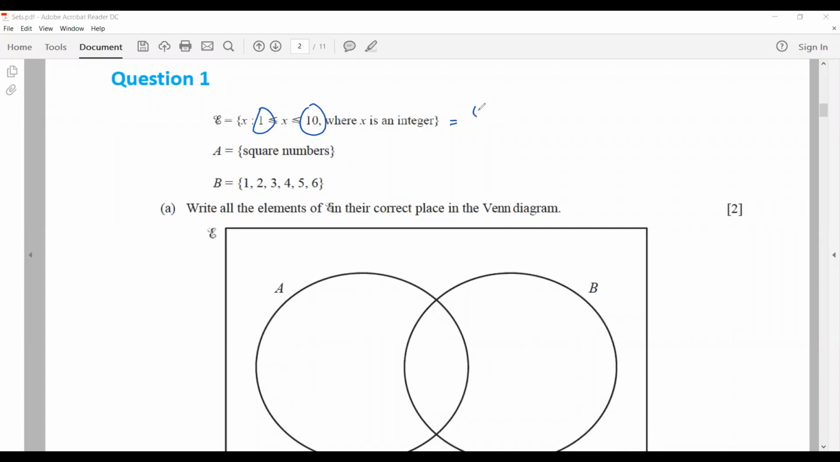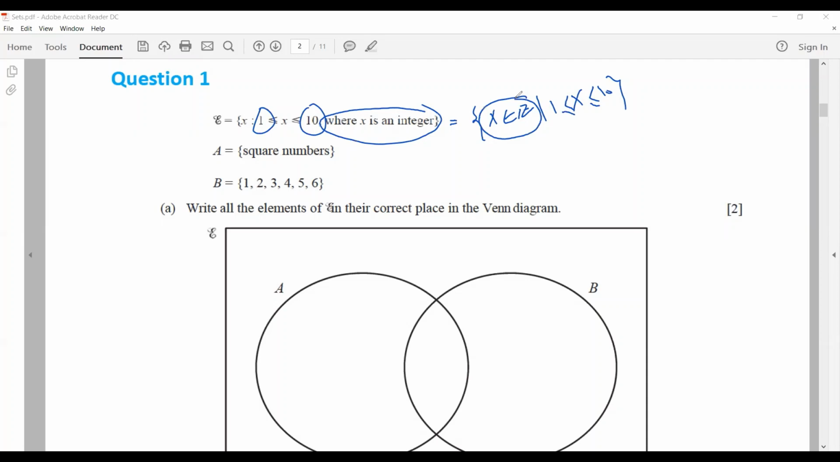So if in the exam they give you the set of all x's belonging to Z such that x is greater than or equal to 1 and less than or equal to 10, these two imply the same thing. They have the same meaning. It's just that rather than say it in words, they're using notation to show that x is an integer number.